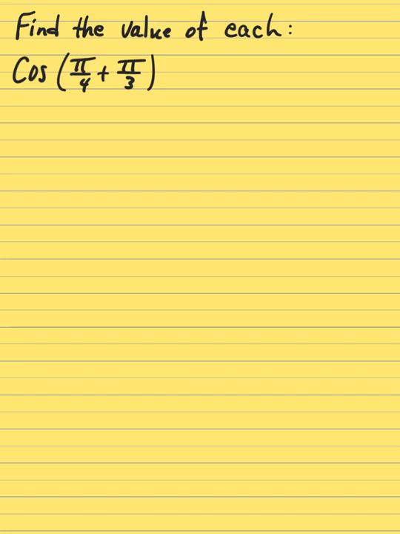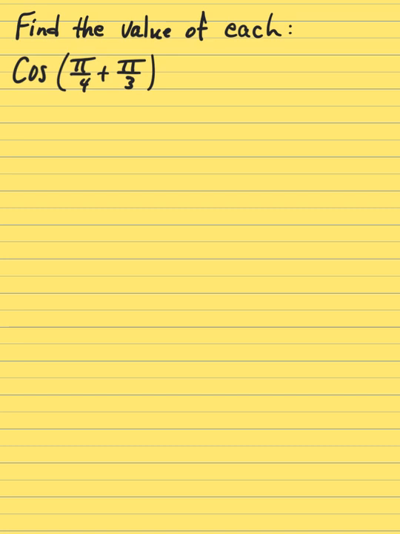One of the first examples that you're asked to do in your homework is to find the exact value of an expression, such as this one, cosine of pi over 4 plus pi over 3. If we were to add these two angles, we would get 7 pi over 12. Unfortunately, 7 pi over 12 is not marked off on your unit circle, so there's no x-coordinate that you can go grab and just put that equal to.